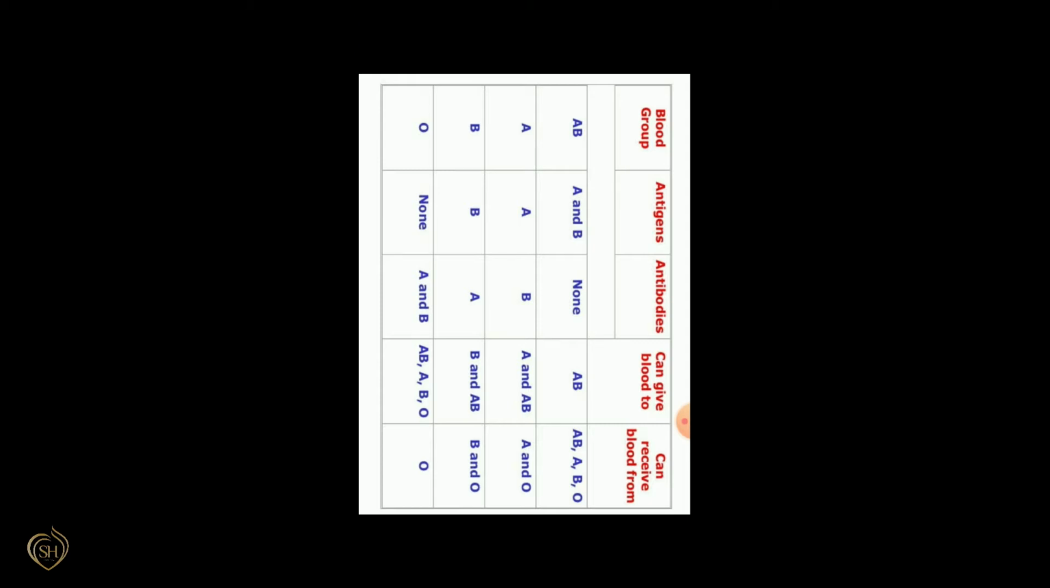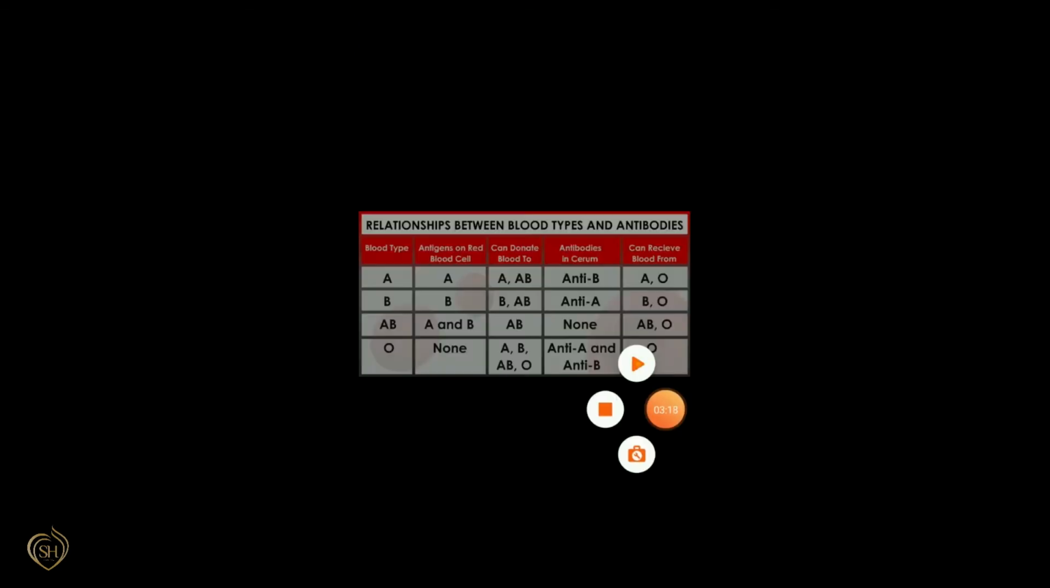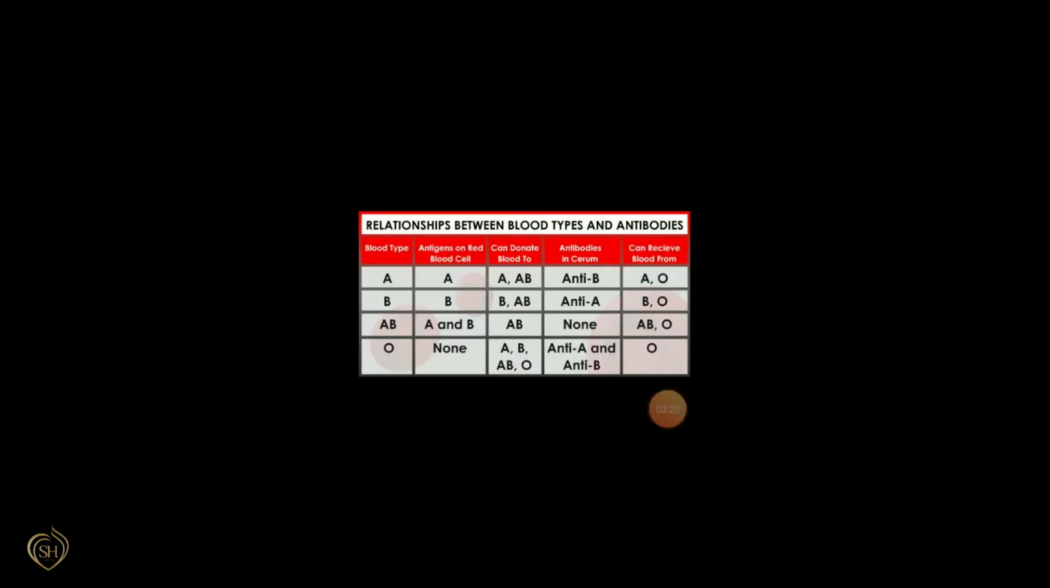Then, according to this, blood group O is called a universal donor and blood group AB is called a universal recipient. Universal donor means O group blood can donate to all other groups. Universal recipient means the AB group can receive blood from all other groups.